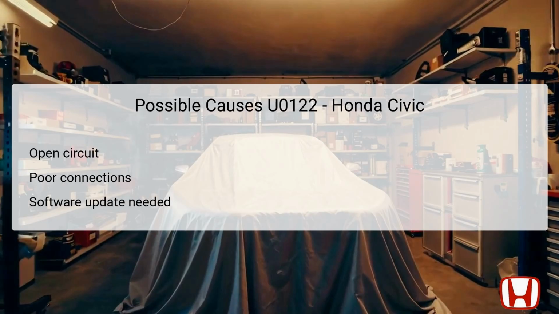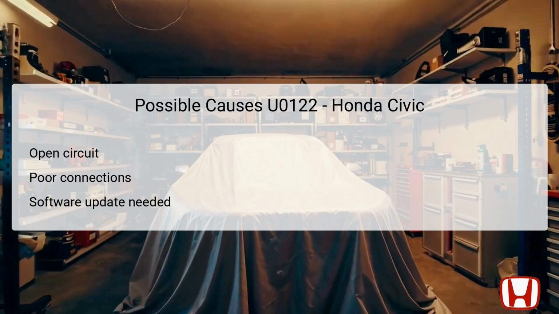Several factors could contribute to the appearance of DTC U0122. First, an open circuit in the FCAN line between the ECM and the VSA Modulator Control Unit could be preventing effective communication. This means that somewhere along the wiring, there may be a break in continuity, which is leading to the error. Next, poor connections or loose terminals at either the ECM or the VSA Modulator Control Unit can result in intermittent communication, meaning that the systems are unable to share necessary operational data consistently.